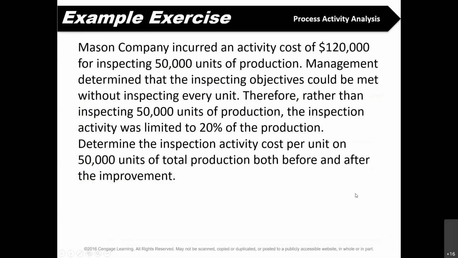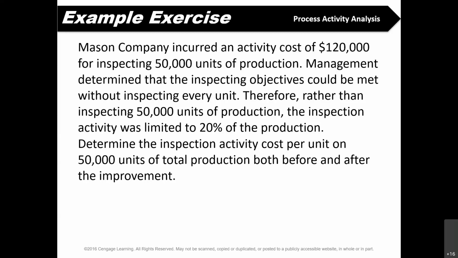And time for an example. Okay, so Mason Company incurred an activity cost of $120,000 for inspecting 50,000 units of production. Management determined that the inspecting objectives could be met without inspecting every single unit. Therefore, instead of inspecting the 50,000 units, we can inspect about 20% of those units. Determine the inspection activity cost per unit on 50,000 units of total production for both before and after the improvement.